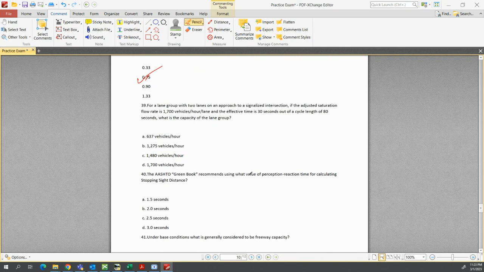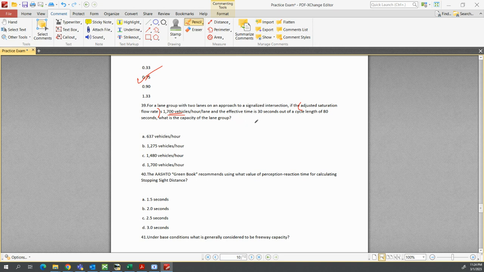So the next question is 39. For a lane group with two lanes on an approach to a signalized intersection, if the adjusted saturation flow rate is 1700 vehicles per hour per lane, and an effective green time is 30 seconds out of a cycle length of 80 seconds, what is the capacity of the lane group? It's saying per lane it's 1700 vehicles per hour per lane, but it is the adjusted saturation flow rate. I think you know what is flow rate, right?